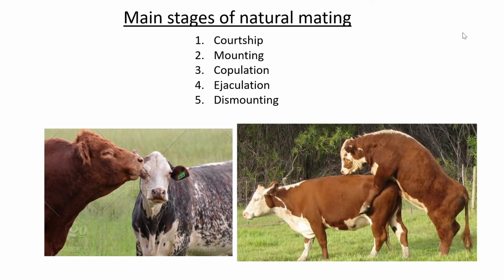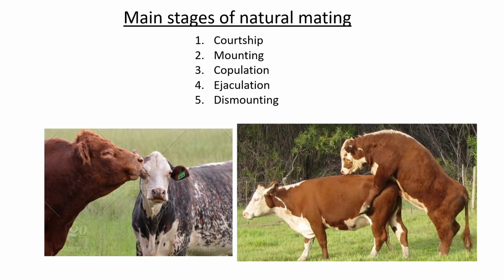Okay, so for natural mating there are 5 main stages. The first is courtship. Here at the bottom left we have a nice picture of how the bull is trying to get the attention of the cow. Sometimes the cow will do this to the bull, but in this case the bull is doing that to her. It's a courtship ritual where they start to get to know one another.